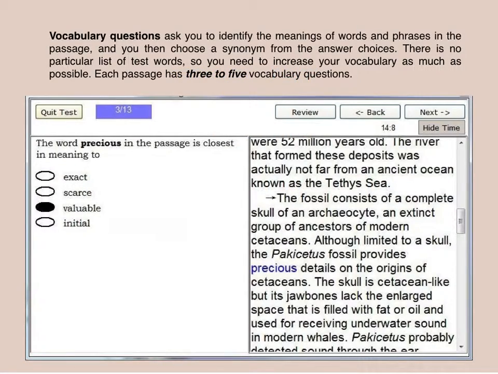Vocabulary questions ask you to identify the meanings of words and phrases in the passage, and you then choose a synonym from the answer choices. There is no particular list of test words, so you need to increase your vocabulary as much as possible. Each passage has 3 to 5 vocabulary questions.